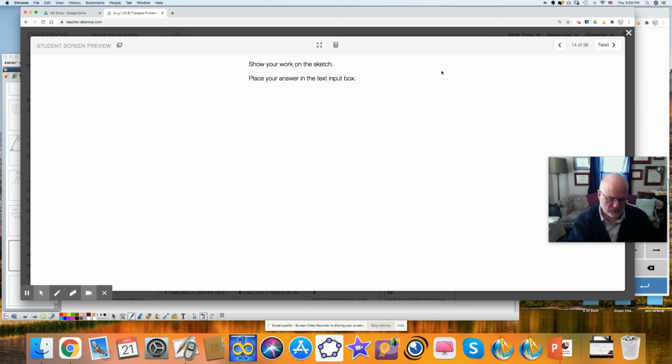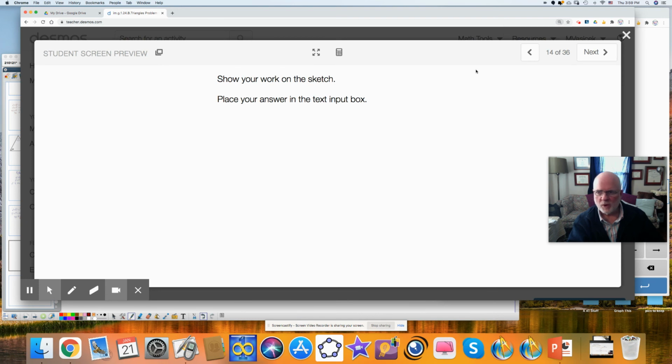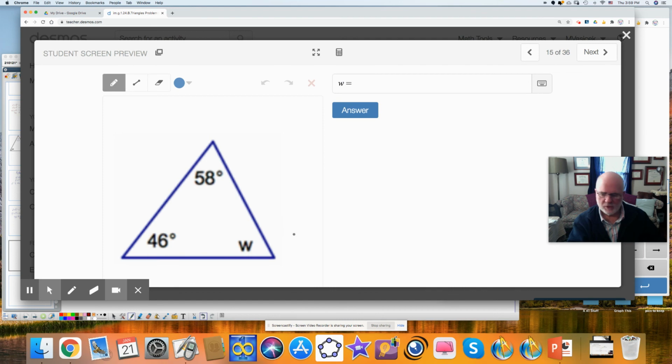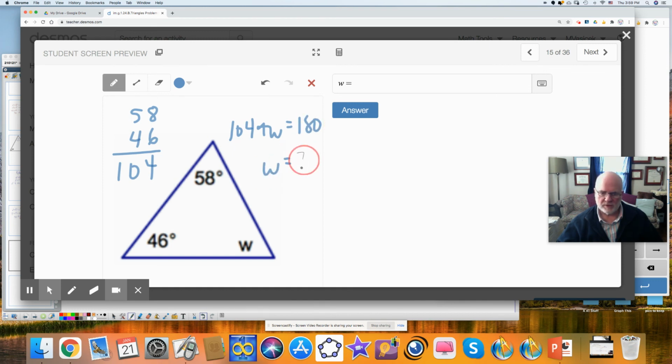Now, in this lesson, you're going to put your work in the sketch. You can put your answer in the text box. So for example, I'll show you how I would do this problem. I know that these two angles here sum up to, let's see, 58 plus 46 sums up to 104. I also know that the three angles, the 104 plus the w, have to add up to 180. So if I subtract 104 from 180, I get w is equal to 76. And I can type that into my answer box here, 76, and I can look at the answer. And sure enough, it's 76.